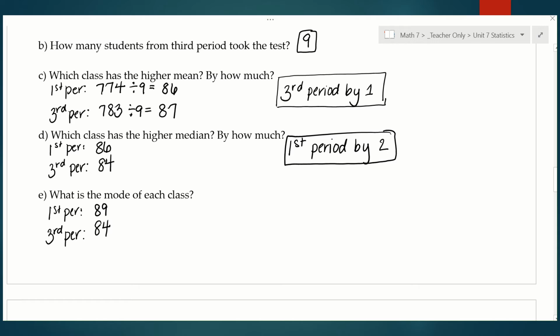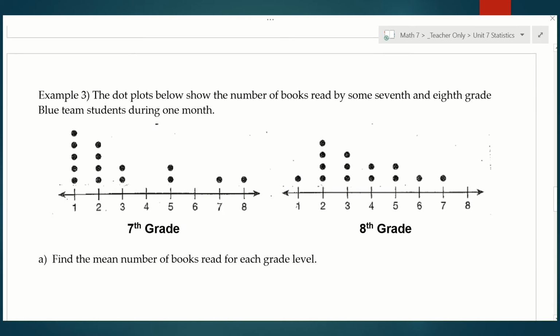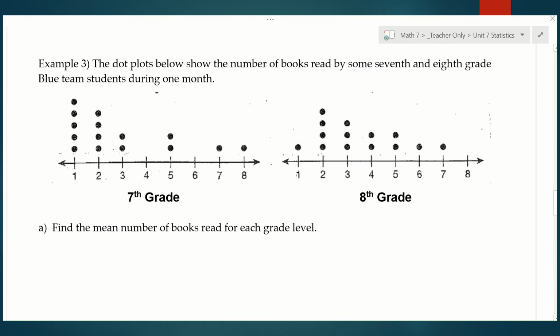All right, we have one more example. Oh, just kidding. We have a lot more examples. This is a long lesson. You guys have to stick with me. You can always pause it and come back.